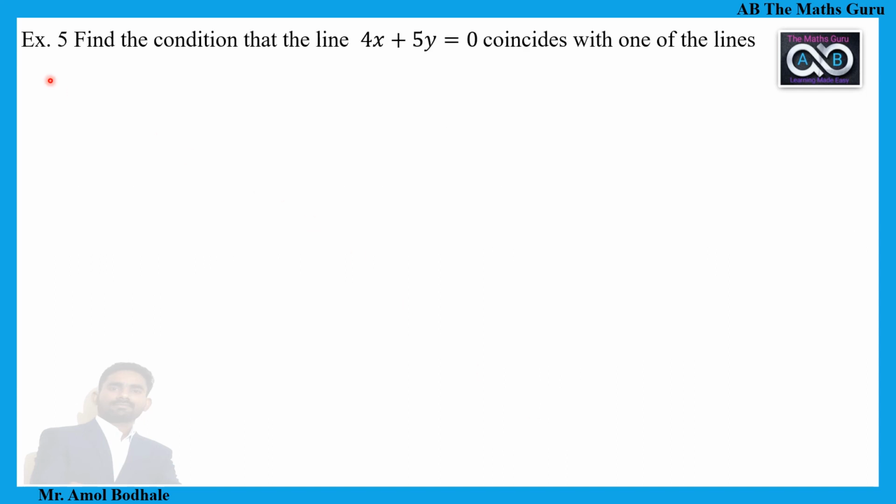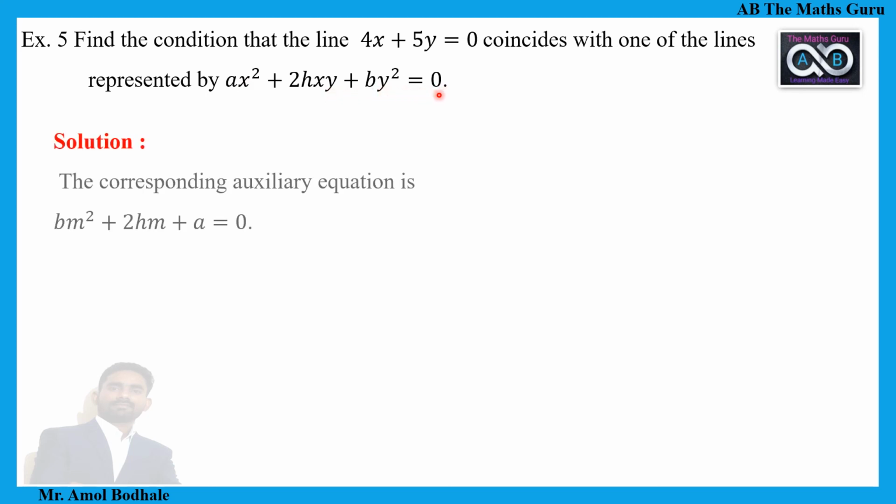Let's see the next example. Find the condition that the line 4x plus 5y equal to 0 coincides with one of the lines represented by ax square plus 2hxy plus by square equal to 0. Here the corresponding auxiliary equation of ax square plus 2hxy plus by square equal to 0 is bm square plus 2hm plus a equal to 0.